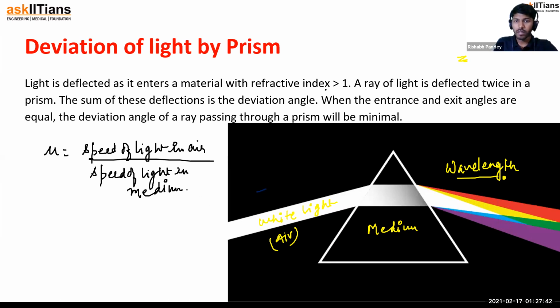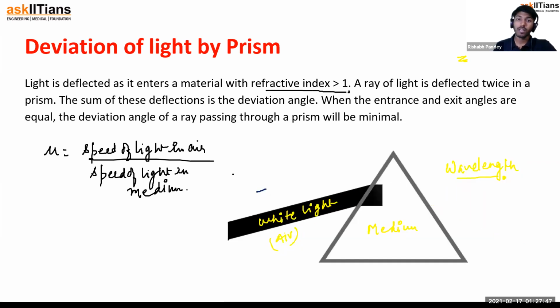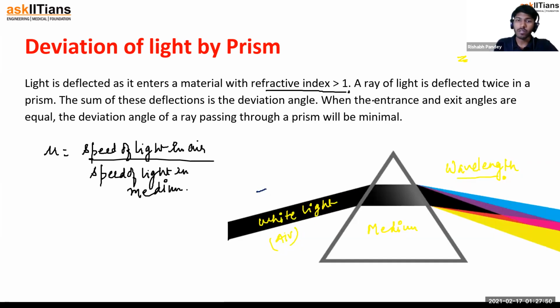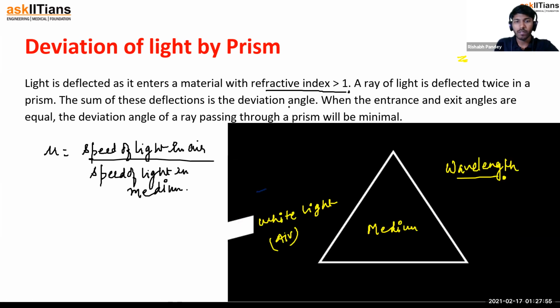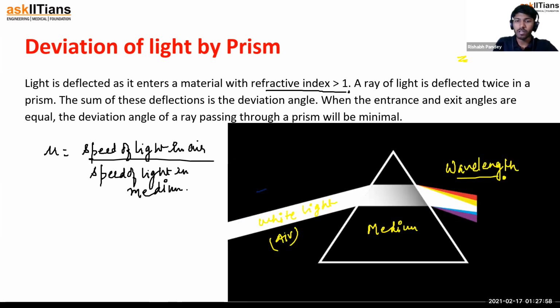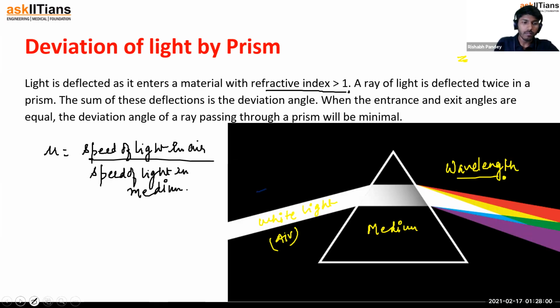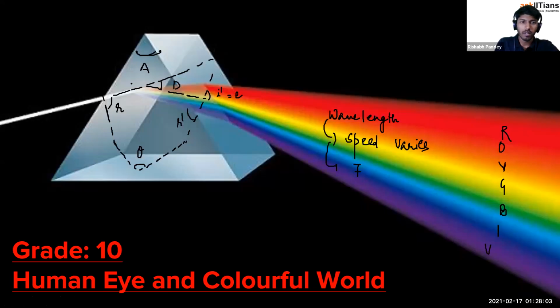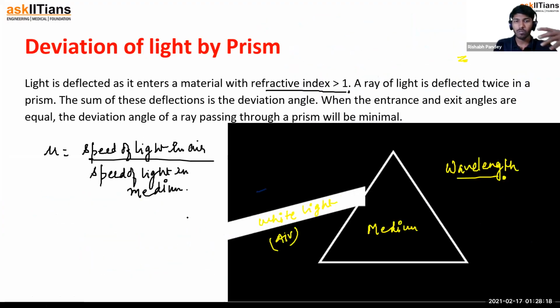That means if it is traveling with a refractive index greater than 1, then in that situation light is deflected twice in a prism. The sum of these deflections is the deviation angle. We did talk about it earlier. Here, this is the angle of deviation. This was deviation 1, this is deviation 2, and the sum of these two, deviation 1 plus deviation 2, will give you the total deviation. So this is how we calculate this.